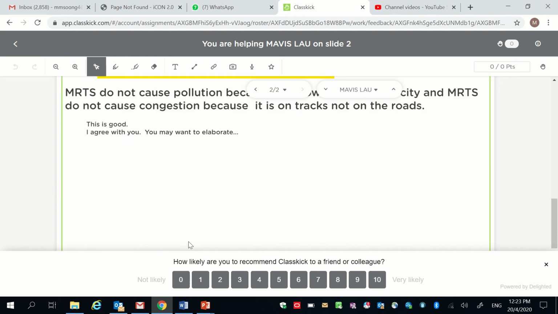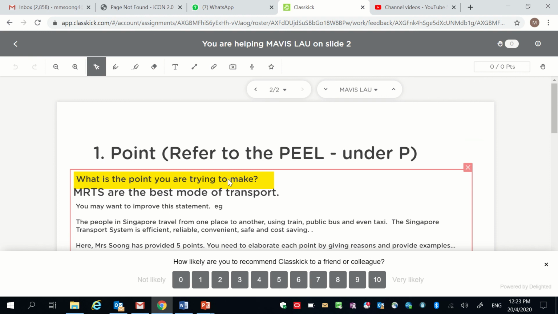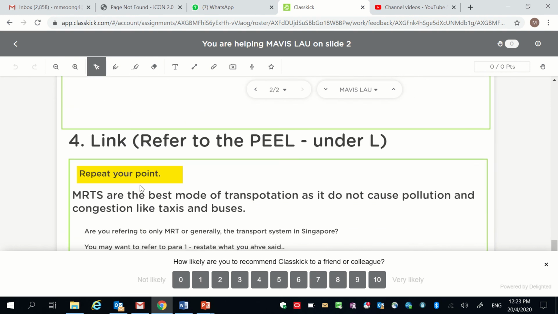Can you remember her first point? She mentioned straight away about the MRT. She says MRT is the best mode of transport. Right? Actually, it's not the system, it's the train. Traveling by train is the best mode of transport. Then she has said this point. Now, if you refer to point 4, you will notice she emphasized again on MRT, that it is the best mode. Why? It does not cause pollution and congestion on the roads like taxis and buses. So do you see? Now, she has got the points, but she did not elaborate.